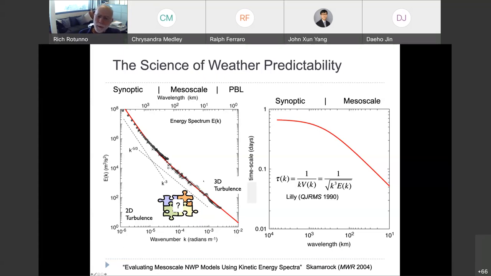But if we compute the time scale based on this spectrum, according to Doug Lilly's formula, we see that at synoptic scales all time scales are relatively constant, and then going into the mesoscale, the time scales start becoming smaller and smaller. What does this mean for the error growth time scale? It means that it's faster to grow error. It takes a shorter time to grow the error.